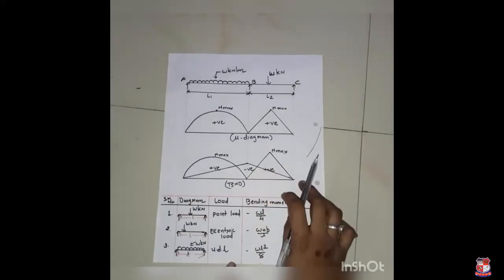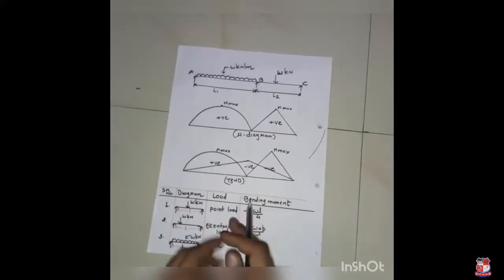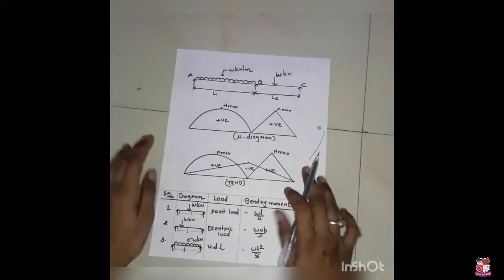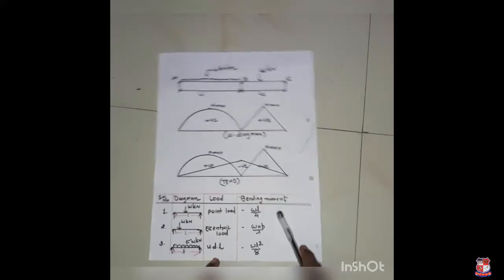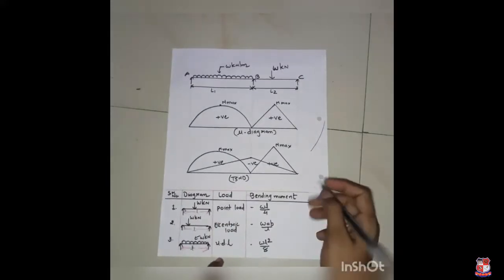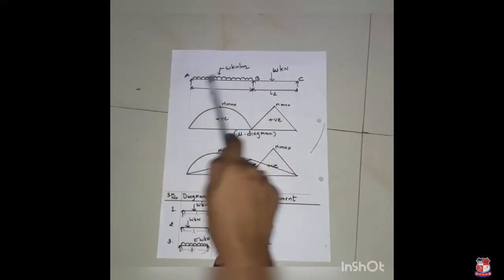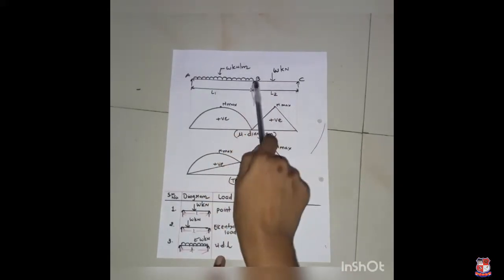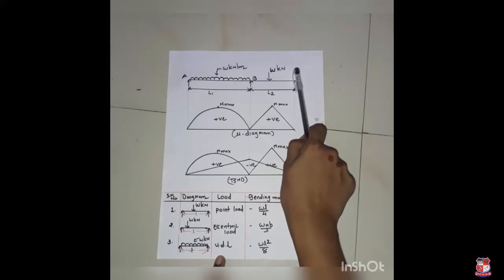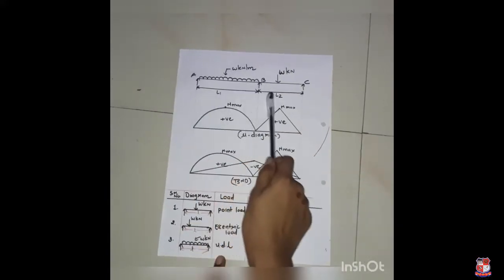In the previous video we discussed the Clapeyron theorem. Here is the method, or you can say the solution, of the Clapeyron theorem: how to calculate an example of a continuous beam using the Clapeyron theorem or three moment theorem. You can see the beam ABC. Span AB carries a UDL of W kilonewton per meter. Span BC carries a point load of W kilonewton, and the spans AB and BC are L1 and L2 respectively.